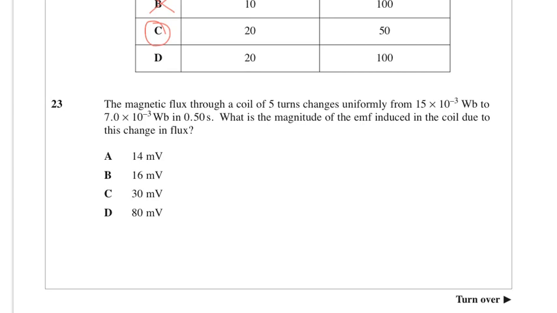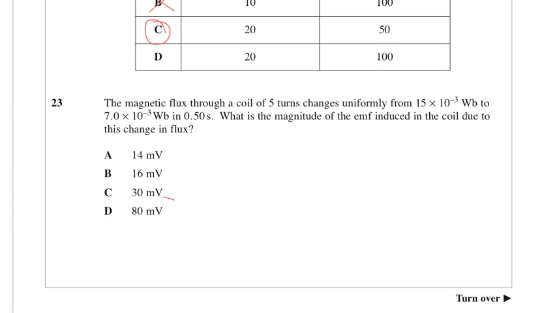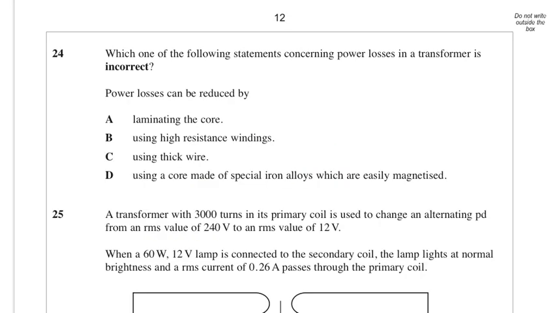To get the rate of change of flux, we divide by time, so divide by 0.5. Gets 0.016, but we've got 5 turns, so we've got 0.08 is the rate of change of flux linkage, and 0.08 is 80 millivolts, so answer D there. So what we've done there is we've calculated the change in flux divided by time, and we've times it by N, is essentially the strategy we've used.